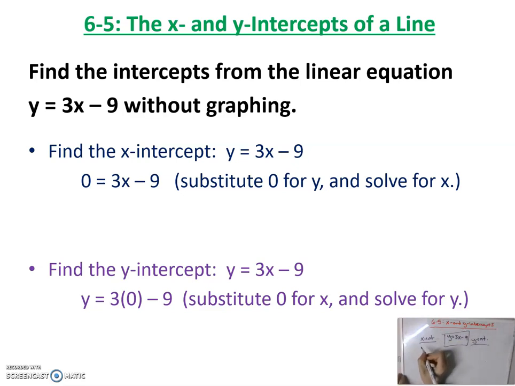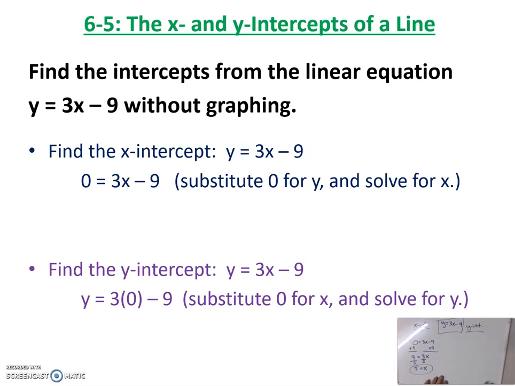To find the x-intercept, I'm going to substitute 0 for y. So instead of y, I'm going to put a 0. And that's going to be equal to 3x minus 9. You guys see that? It looks blurry. Okay. And then I'm just going to solve for x, just like I would for a two-step equation. So I'm going to get x by itself. So I'm going to add 9 to both sides. So now I have 9 equals 3 times x. And again, I want to get x alone. So now I'm going to divide by 3, divide by 3. So my x-intercept here would be x equals 3.